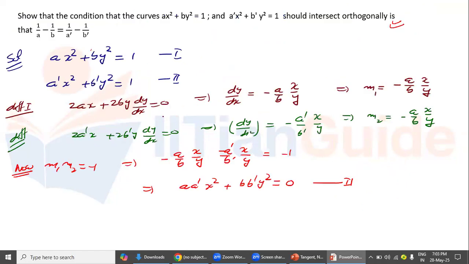Right? Did you follow? Any problem? Is it clear to everybody? 1 by a minus 1 by b, 1 by a dash minus 1 by a dash. Simple calculation is there. Am I right? No problem? No. Okay, fine.